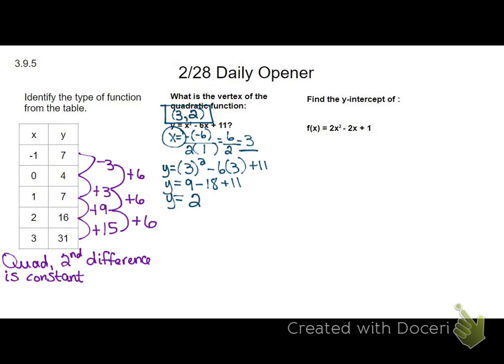What's that high point called? If it's way up here, maximum. And if it's way down here, that's my minimum. Okay.